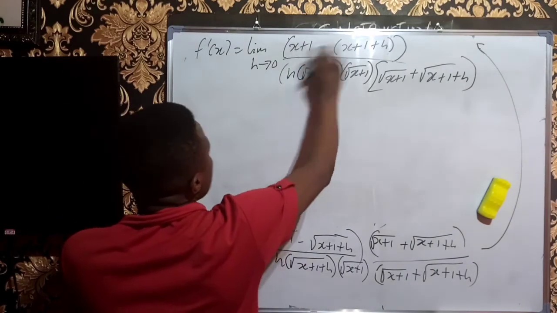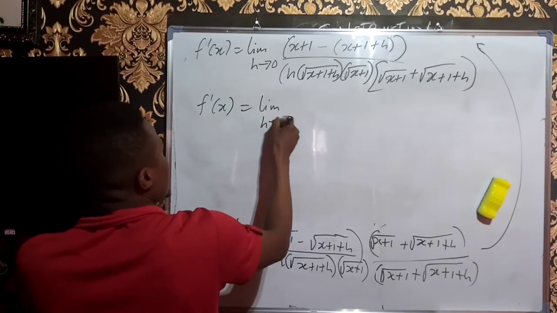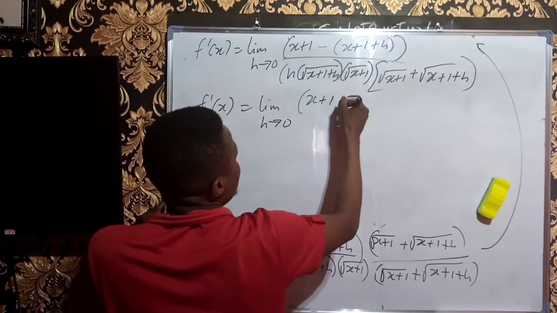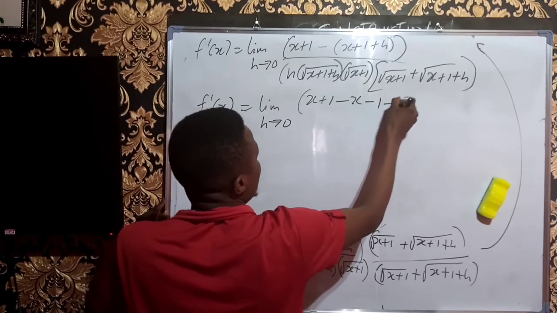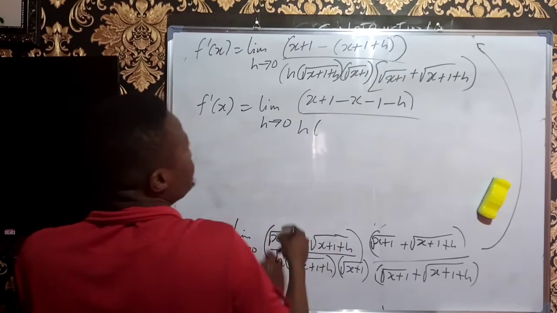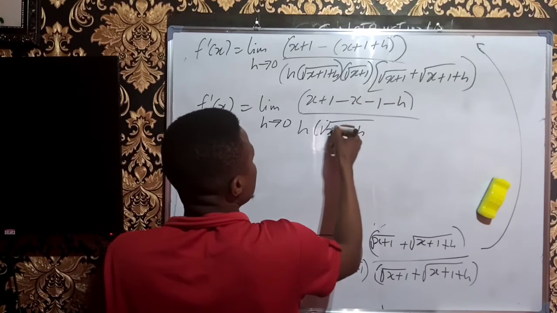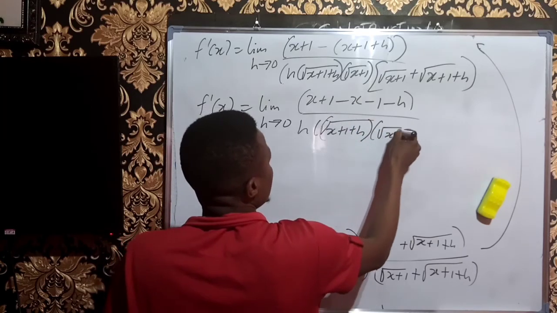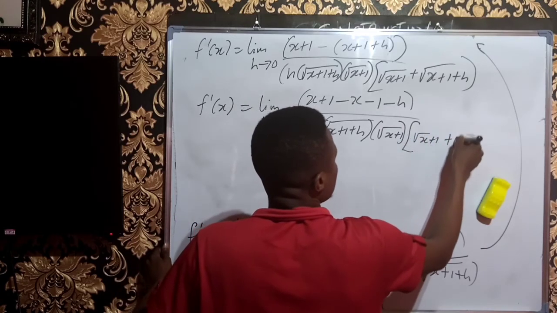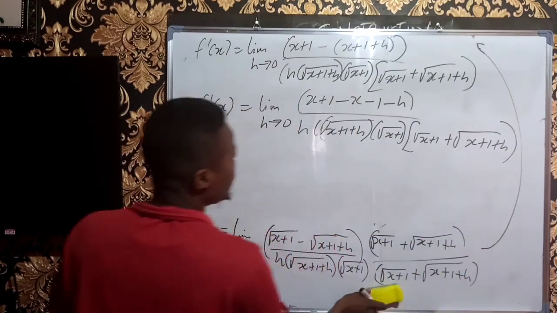Okay, now simplifying the numerator, we have f prime of x equals the limit of h tending to 0 of, this is x plus 1, minus affecting everything here, minus x, minus 1, minus h, over h into square root of x plus 1 plus h into square root of x plus 1, multiplying square root of x plus 1 plus square root of x plus 1 plus h. That's what you're having there.